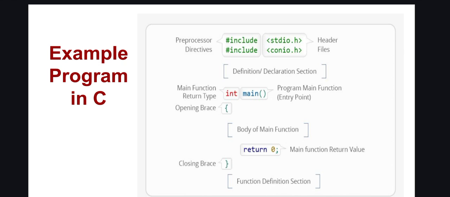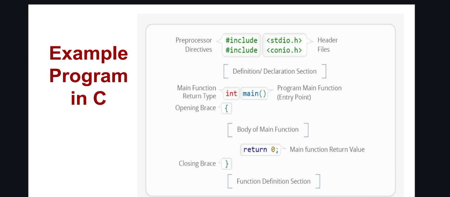Suppose here we are representing the main function return type as int. Whenever before the main function we are representing int as the return type, then before ending of the main function we need to represent a return statement, because int represents integer return type. It means it should return either 0 or 1 or some value.